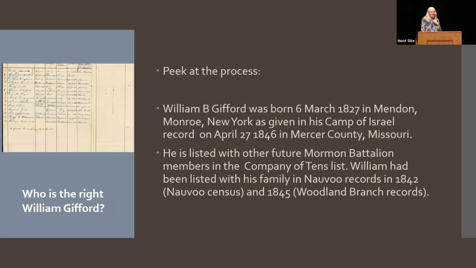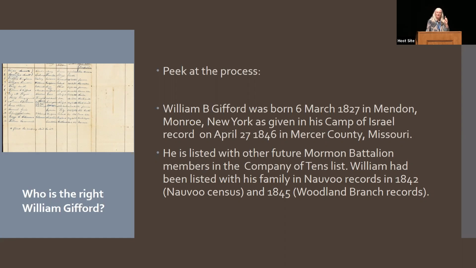So I'm going to show you a little peek at the process. And you can't see, I probably should have made the document bigger, but William B. Gifford was a person that we found that was born on 6th of March, 1827 in Mendon, Monroe, New York. And he's listed with other soldiers in the Company of Ten's list. And we were able to go into Kindex and find him in Nauvoo records, branch records.